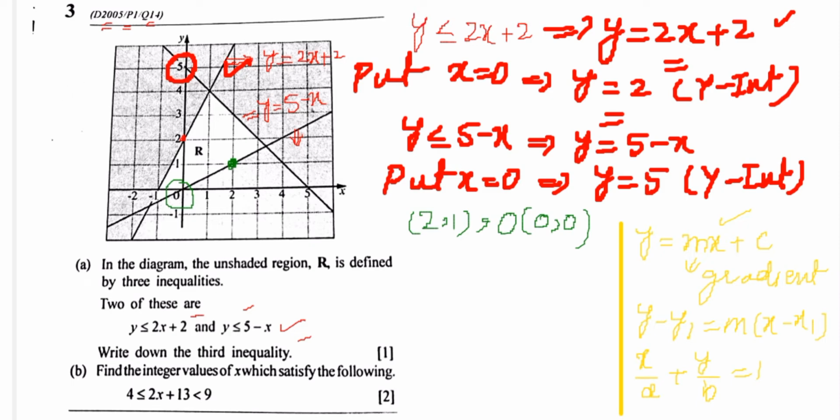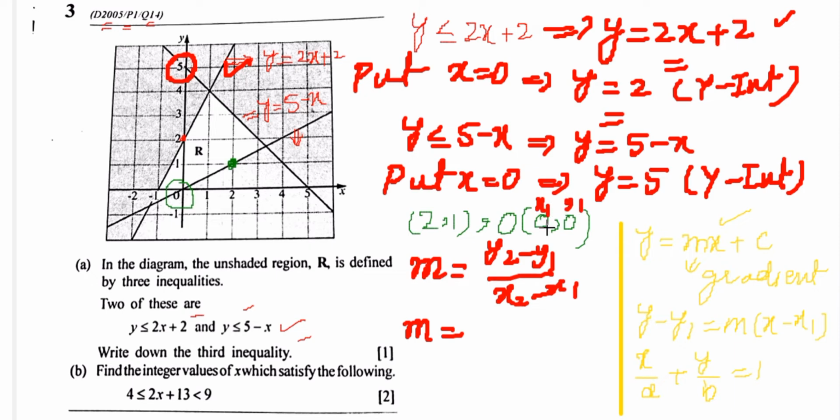Firstly, I find the gradient of the line, that is m here. You know the formula is y2 minus y1 over x2 minus x1. You can take any point. This is x1, this is y1. You can also take this as x2 and y2. If this is x1 y1, then this will be x2 and y2. So by putting these points in the formula, we have 2 minus 0 over 1 minus 0. So the gradient of the line is 2.